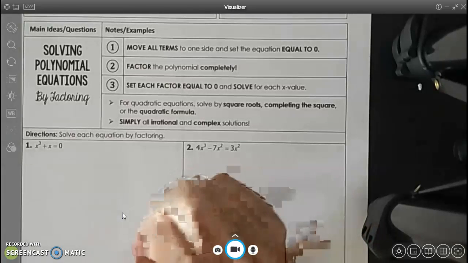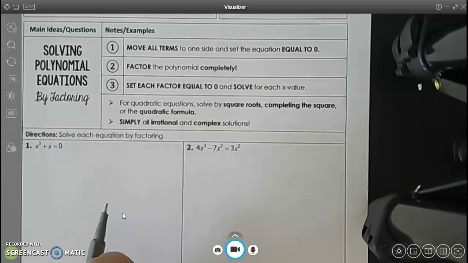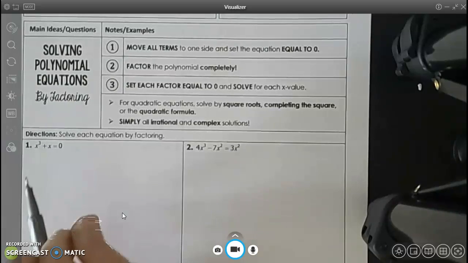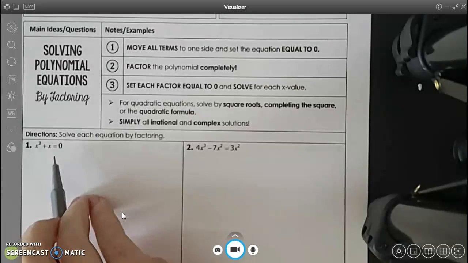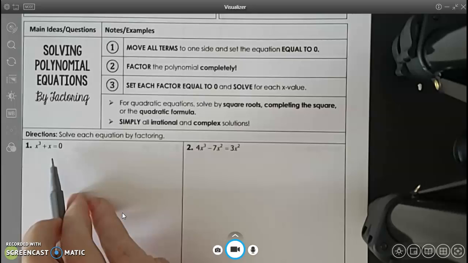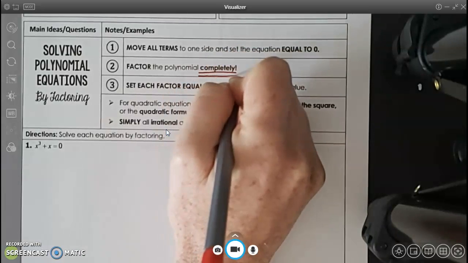Step 1 is to move all terms to one side and set the equation equal to 0. For number 1, that's already done for us, okay? It says equals 0, so we won't have to do anything there. Then step 2 says factor the polynomial completely. Now notice that completely is bolded. We want to make sure that we factor completely before we start solving. And then we're going to set each factor equal to 0 and solve.